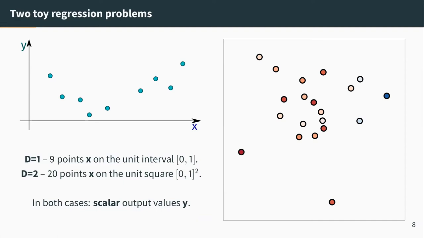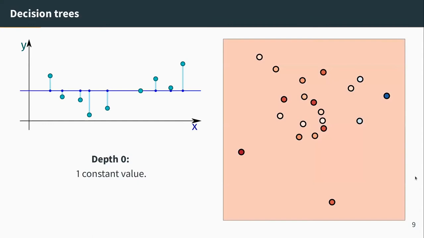And here we have 20 points, x on the unit square, 0, 1 times 0, 1. Here we have very positive values in red and very negative values in blue, and in between something around 0. So in both cases, I want to find a good predictor. And what we've seen is that a tree of depth 0 is just one constant value, so it's just an average predictor. So it's very underwhelming. But you can represent it this way.